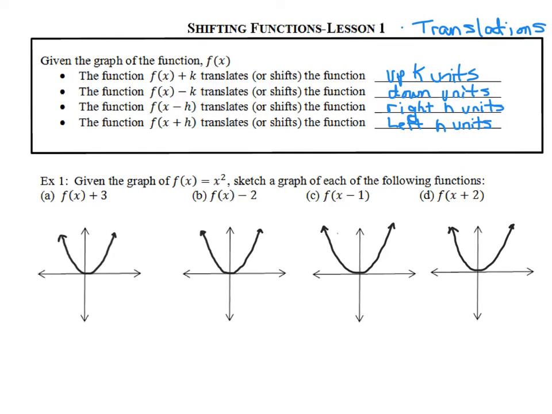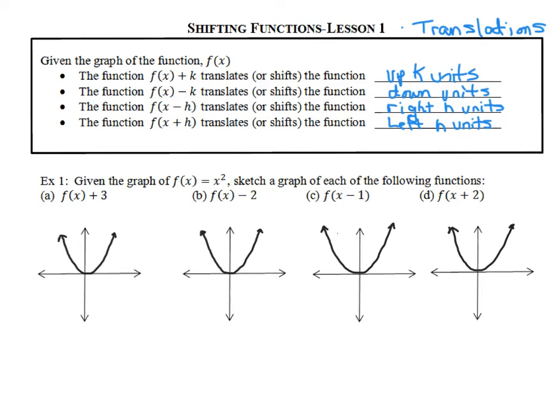Exercise number 1, we are given the graph of f of x equals x squared. So take a few minutes and let's graph the function f of x equals x squared on each of your axes. That's our parabola that has its vertex at the origin. It's our normal parent function of the parabola. Then come back and we'll do all the shifts for this function.